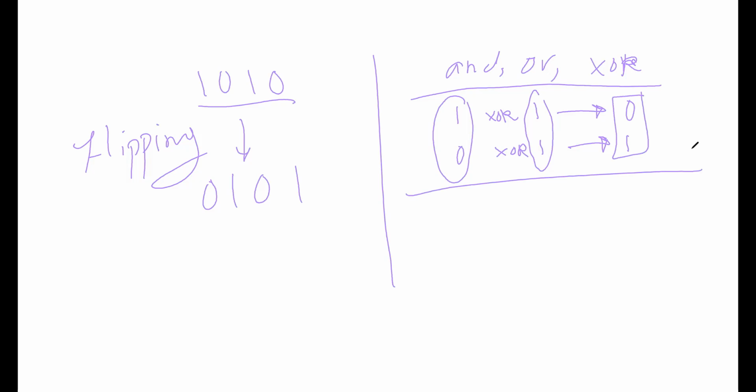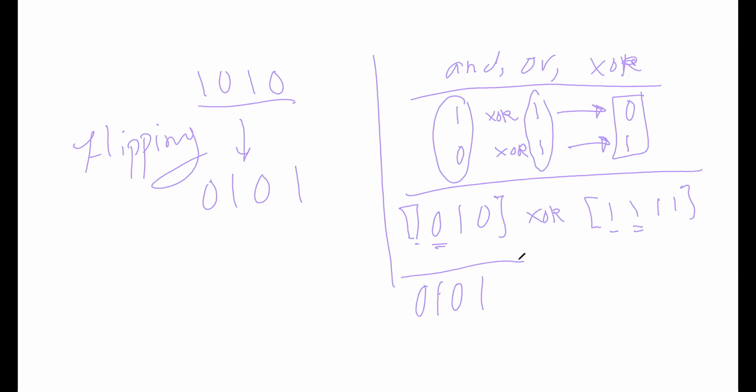Now, if I XOR 1 0 1 0 with the bit stream 1 1 1 1, what happens is the first bit is XORed with the first bit, and the result is going to be 0. The second number with the second bit, the result is going to be 1. We repeat that for the other 2 bits, and you get this, which is basically what we want.